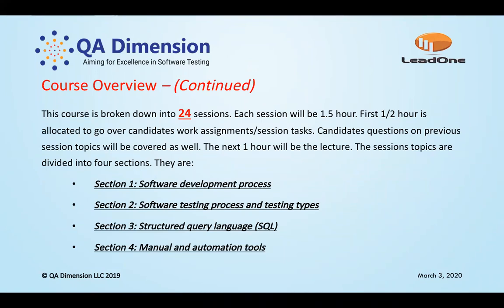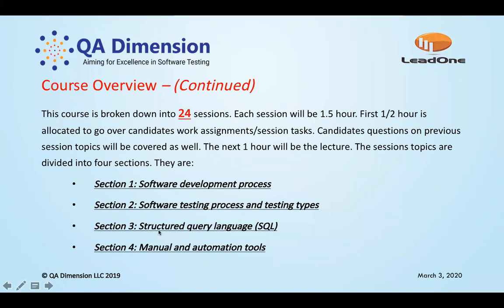Lecture means whatever you need to know. And that's when I'm going to share my screen. I'm going to go over each of those course topics, and there'll be a lot of discussion around that. Now this whole 24 sessions is broken down into 4 areas. Section 1 is going to cover the software development process, and it probably has 8 or 9 sessions. Then section 2 will have the software testing process and testing types, what kind of testing process you will be performing and what you need to know in types.